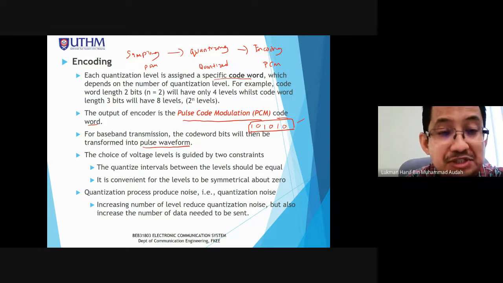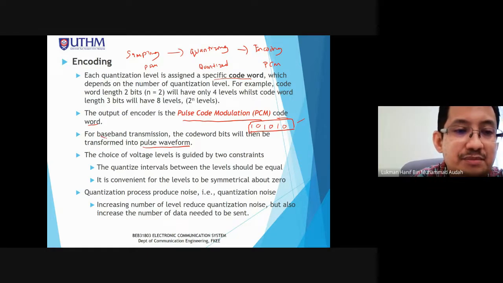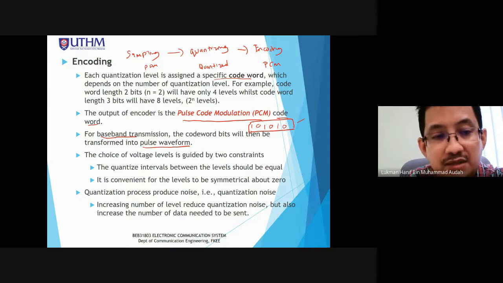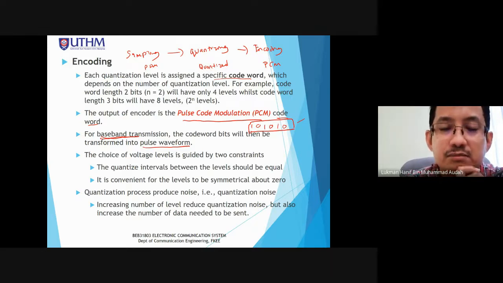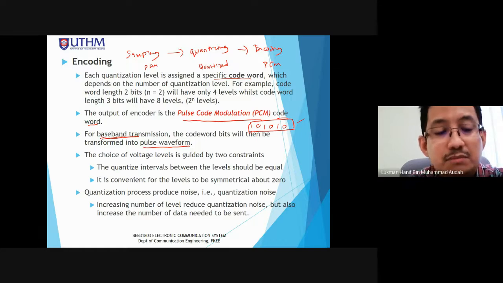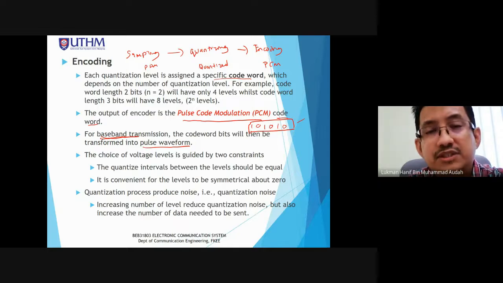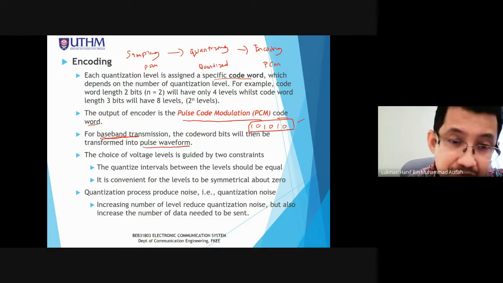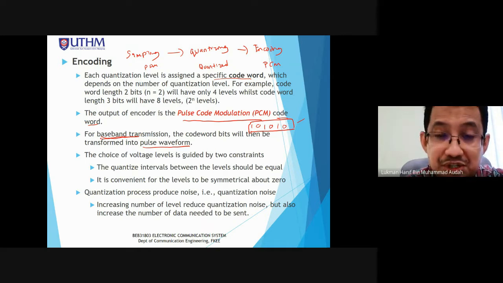Untuk baseband transmission apa dia? Baseband transmission adalah transmission menggunakan frekuensi yang rendah ataupun frekuensi asal daripada input. Okay, tanpa mengubah suai frekuensi daripada input. Berbeza dengan band pass transmission yang mana memerlukan kita melakukan proses modulation dengan radio signal. Macam band pass transmission itu seolah-olah macam yang kita buat dalam analog. Kita buat proses modulation dengan carrier. Itu adalah band pass transmission.